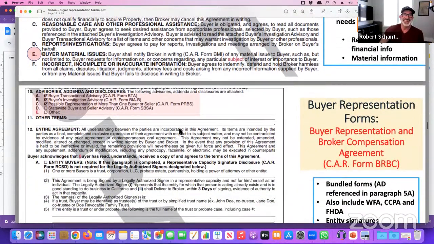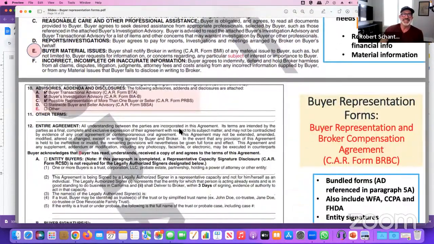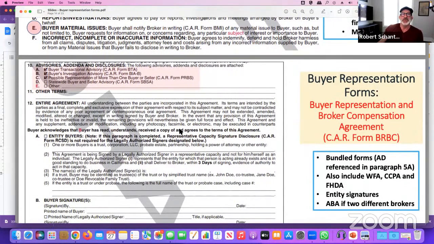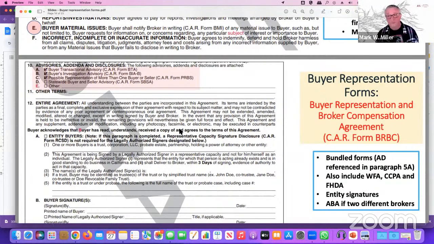Yeah, exactly. All right, section 10. This is where other advisories or addenda and disclosures are incorporated into the agreement. It's already checked to have the BTA, the BIA, and the PRBS be in the documents. Not recommended to do the statewide buyer seller advisory because that's a 12-page document. 14. It's expanded. Okay, great. You can get that signed at a later time.